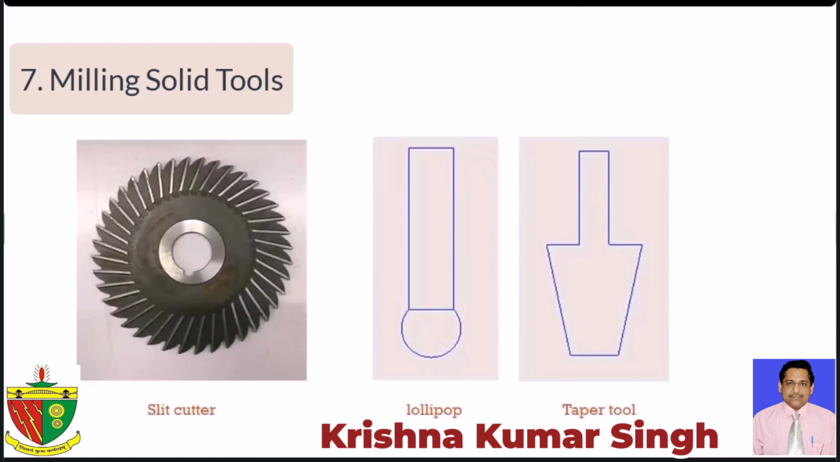Slitting cutters can be used to make long and narrow slots or even for cutting off operations. While there are solid slitting cutters, some use interchangeable carbide inserts. There are also some less common tools, such as lollipop tools, which are used to cut undercuts and taper tools. Most of the time, you will use square, corner radius, or ball nose end mills, as other types of cutters are less common.